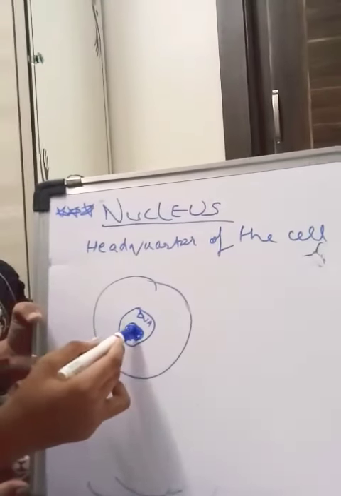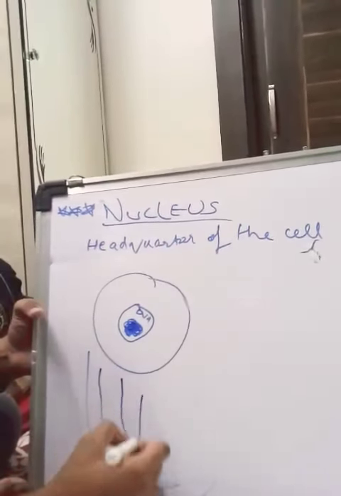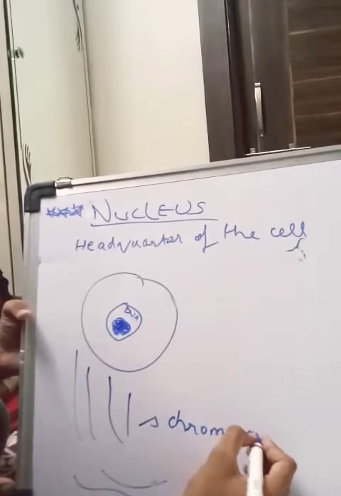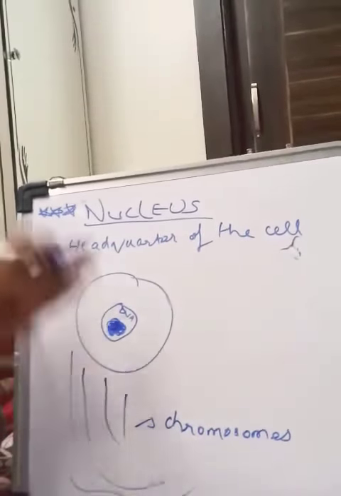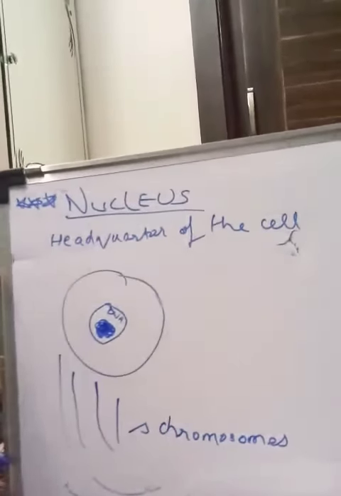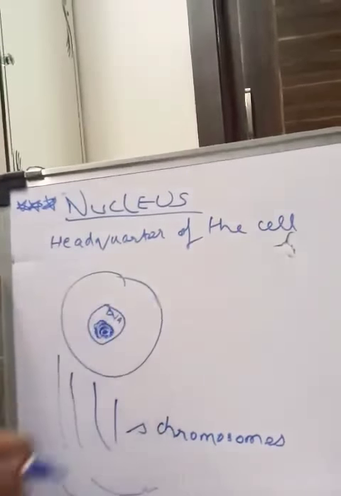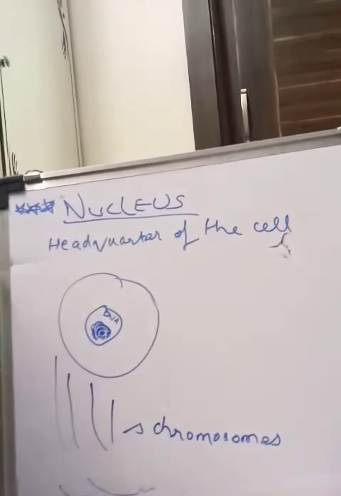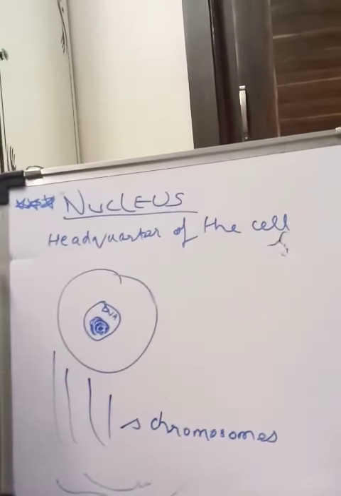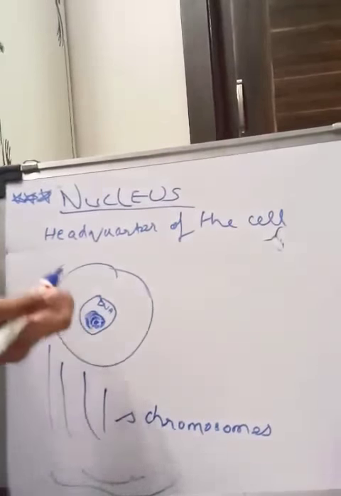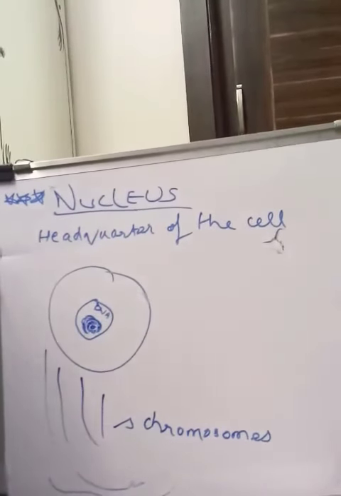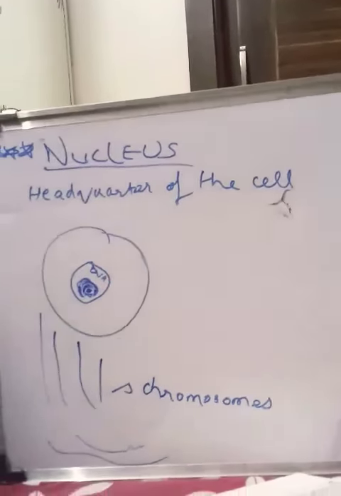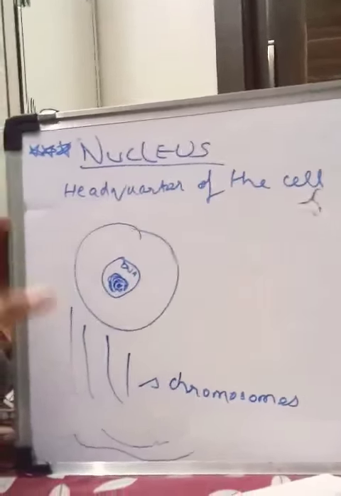During cell division, these chromatins form chromosomes. They become straight during cell division, but they are entangled like this during non-dividing activities. In the nucleus, genes are present, and due to genes only the transfer can happen. The basic unit of DNA is known as genes.